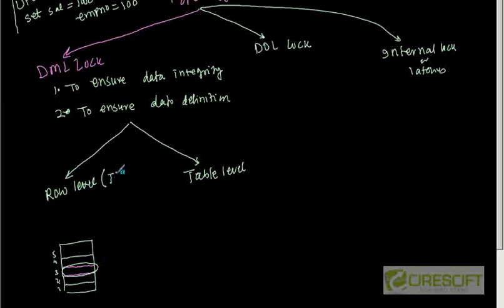In short, this is called TX locks, and in short, this is called TM locks. So we are going to put a TX lock on the row. Once we put a TX lock, other people will not be able to access that row. They can read, but they cannot write. That guarantees that whatever one transaction is writing, another transaction cannot come and overwrite it until the first transaction is committed or rolled back. That is what is meant by a row level lock.